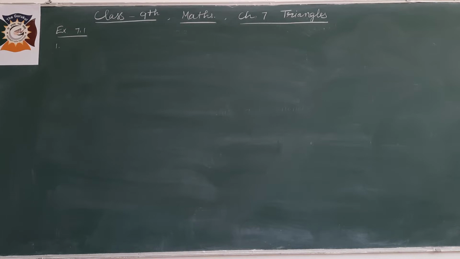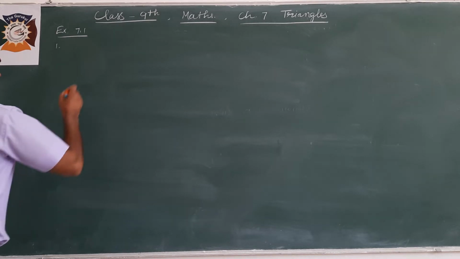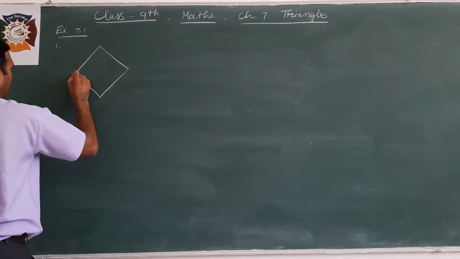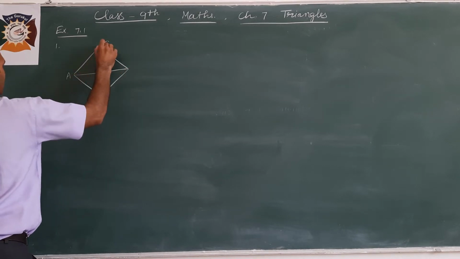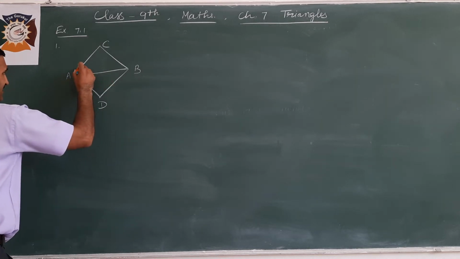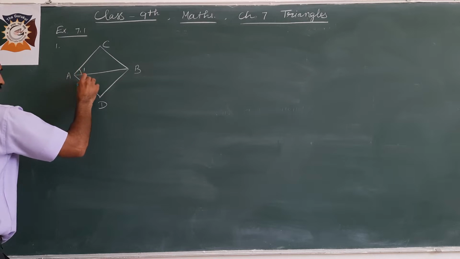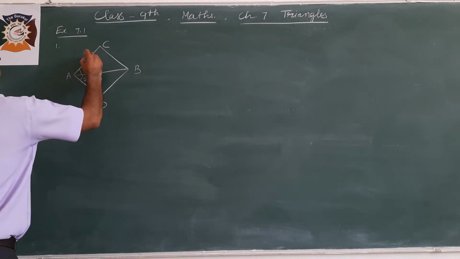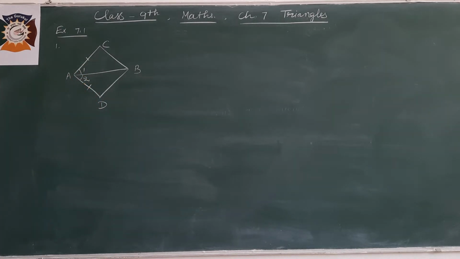In quadrilateral ABCD, a quadrilateral like this is given, and AC and BD are joined. AB bisects angle A. AB is the bisector, so we can say these two angles, angle 1 and angle 2, are equal. This is given. AC is equal to AD, it is given. Show that triangle ABC is congruent to ABD.